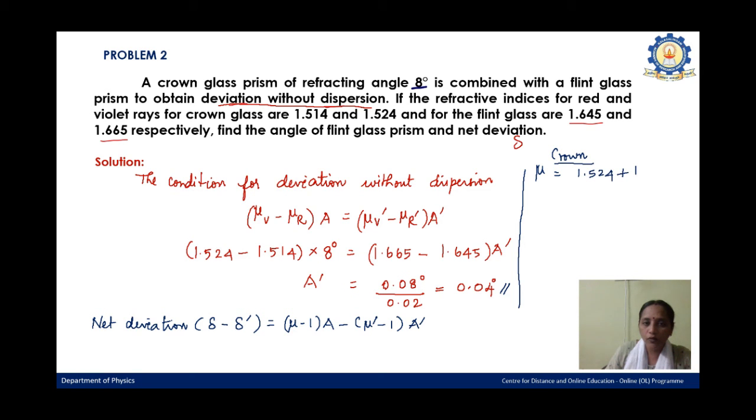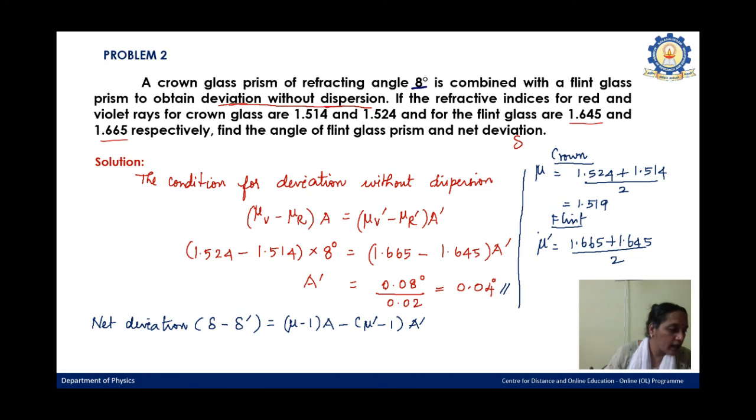1.524 for violet, 1.514 for red, the whole divided by 2, and this value comes to be 1.519. For flint we can do the same process: the mean ray, that is the refractive index of yellow, is given by 1.665 plus 1.645, the whole divided by 2. Checking in the calculator, the value is 1.655.